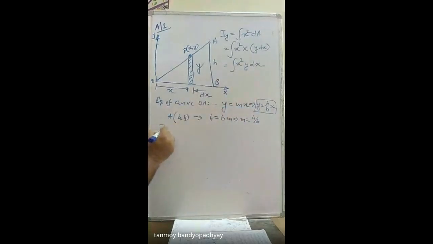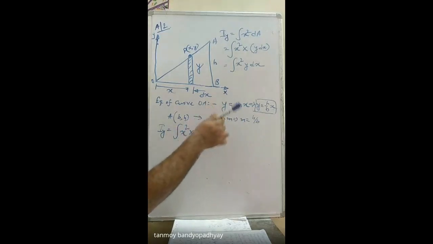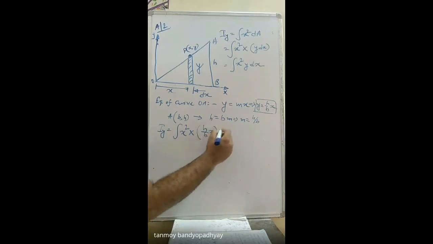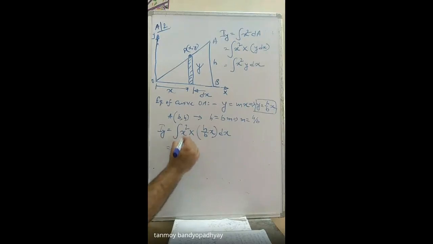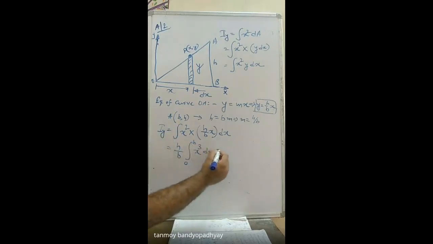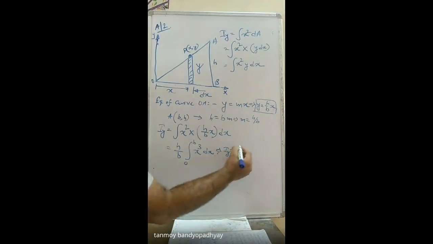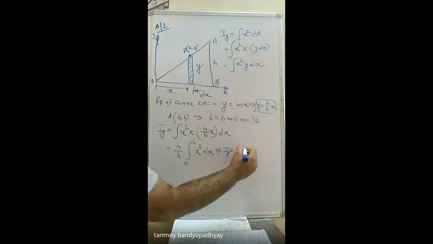So what will be Iy? Iy will be equal to integration of x square into y dx. So y is h by b into x, into dx. So h by b goes outside. So this is x cube into dx. x varies from 0 to small b. Just do this integration and see what value of Iy you are getting. h b cube by 4. So this should be h b cube divided by 4.